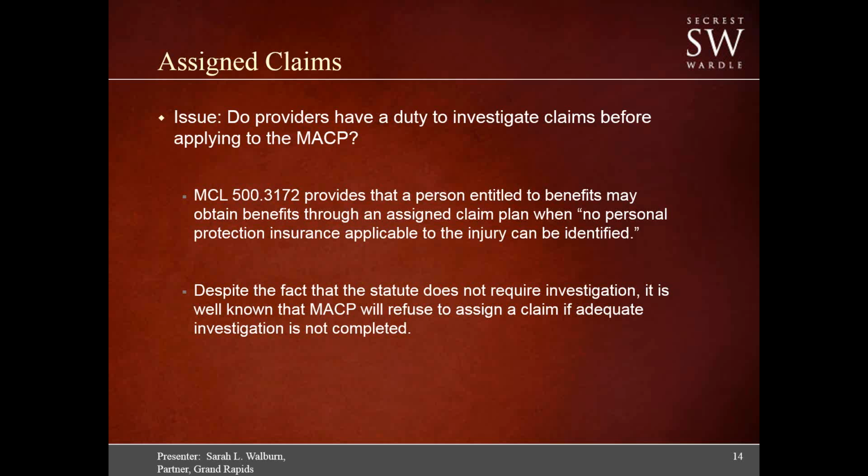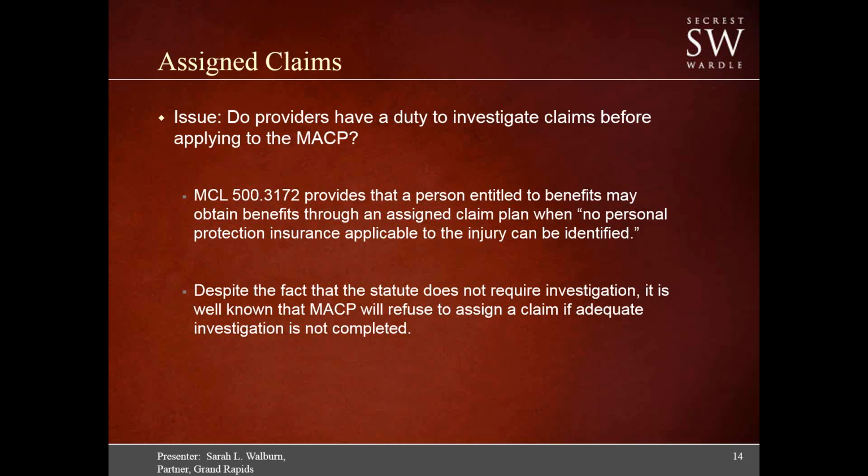MCL 531.72 provides that a person entitled to benefits may obtain benefits through an assigned claim plan when, quote, no personal protection insurance applicable to the injury can be identified. That can be identified implies that there has to be some action to find if there is other insurance. That's how I interpret it, and quite honestly, that's how the attorney that was representing the provider interpreted it as well.